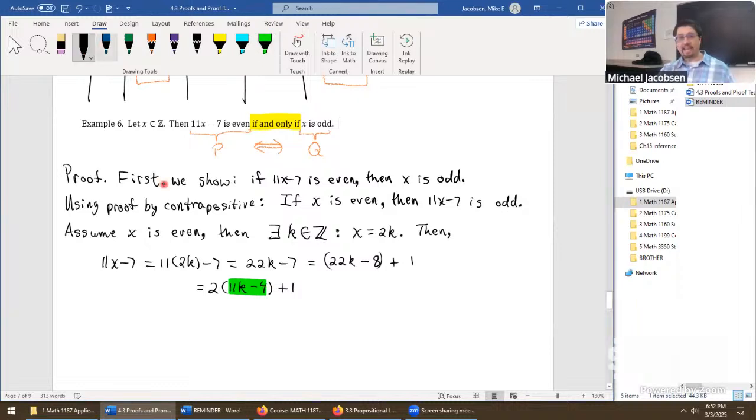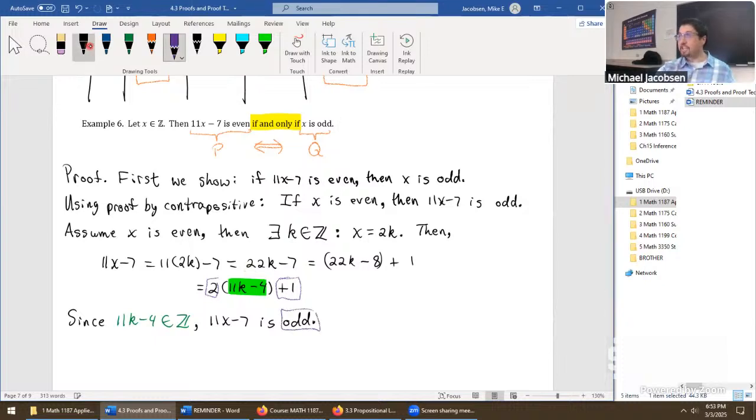is an integer. We can now say since 11k minus 4 is an element of Z, that's just a really fast way of saying it's an integer, 11x minus 7 is odd. It being odd is because of the plus 1 right here, the times 2, and the fact the thing in the middle was an actual integer. That's what gave us odd altogether. And that's half the proof. That's showing P implies Q.